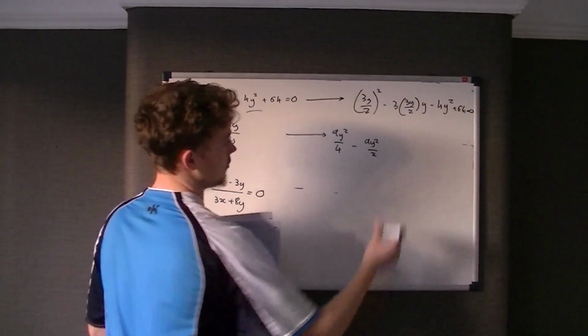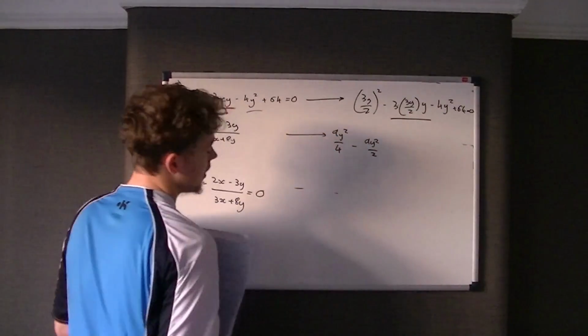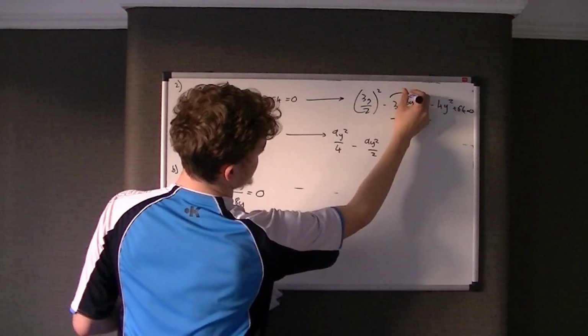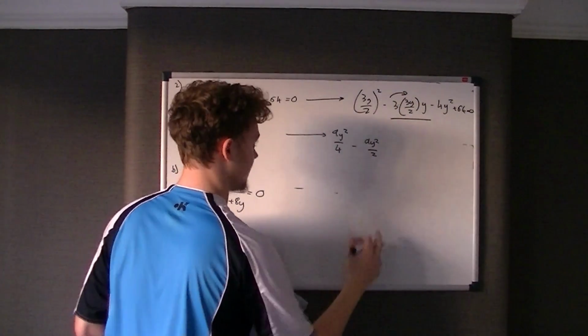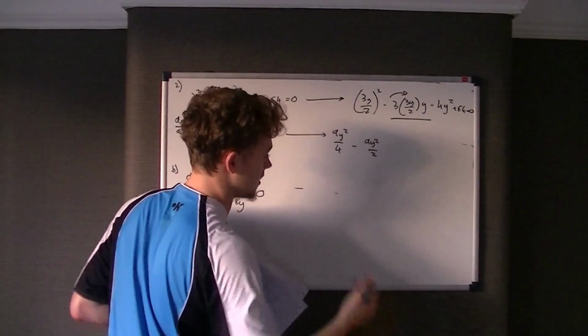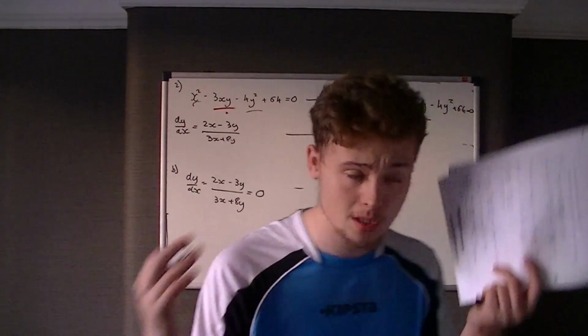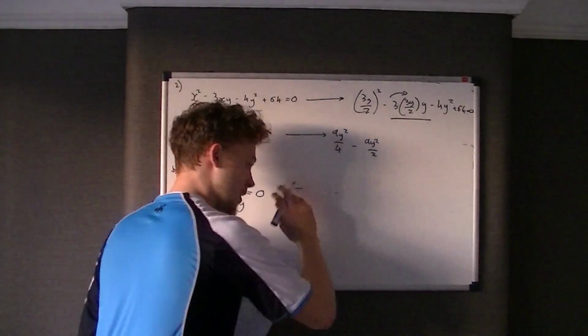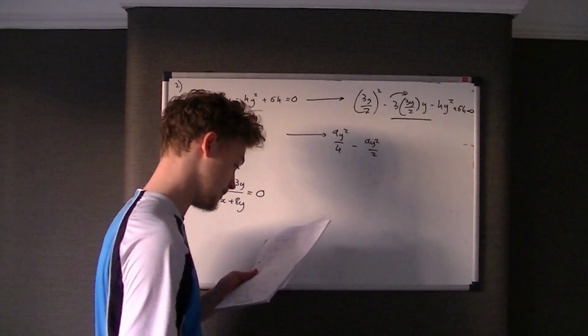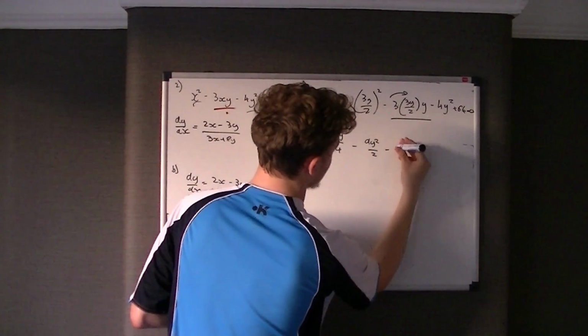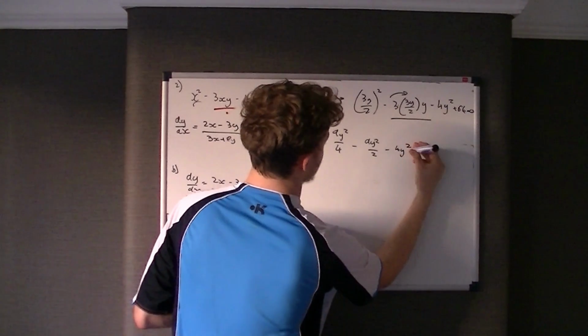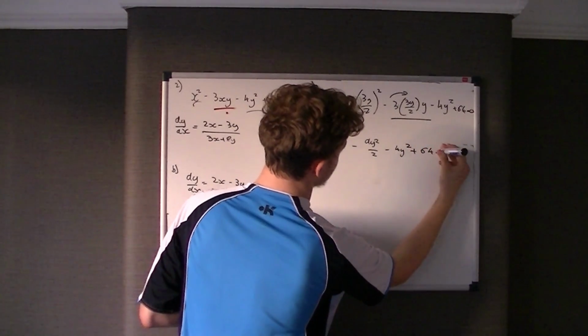Now if you wonder where I got that from, it's this second term here, when you do 3 times 3y/2. I didn't write that down because we also needed to times it by y. There's no point writing it down and doing 9y/2 times y, because you can do that quite easily. So there's no point creating a whole other step, it'd just be a waste of time. Okay, and then it's just minus 4y² plus 64 equal to 0.